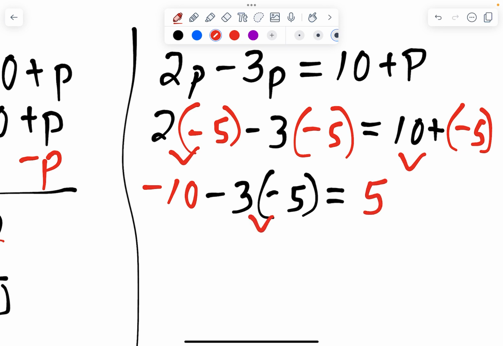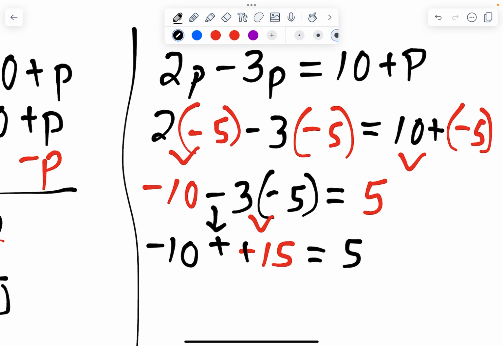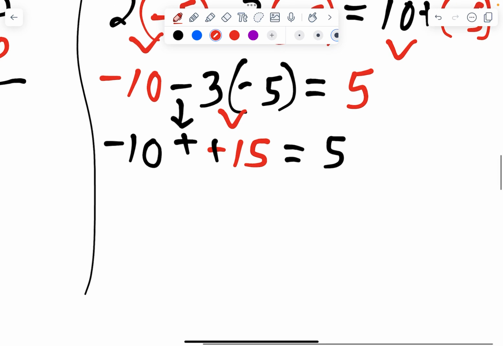Now I'm going to multiply these two, and I get negative 15, and you're going to notice I have that negative out front, so this comes down. So negative 10 plus 15 gives me 5. And the other side gives me 5.